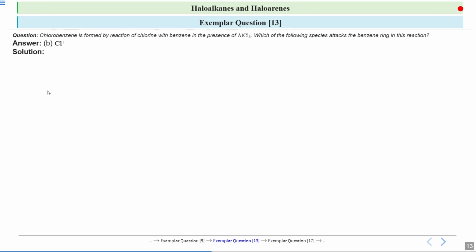So for this question, your correct answer is option B, that is Cl positive. Cl positive is the species that is going to attack the benzene ring in this reaction of formation of chlorobenzene.